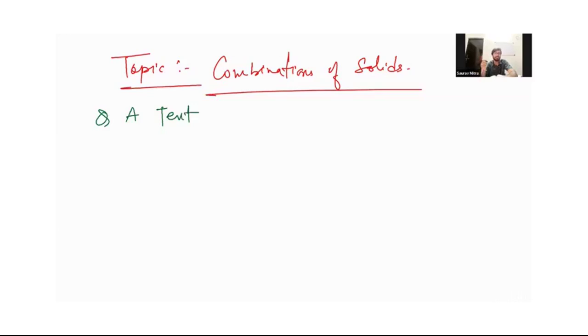See, if we understand something through a question and solve it, then it is very clear. Otherwise, if we are only listening to the theory, that will not help in maths. In maths, if we do the numerical part, then things will get more clear.